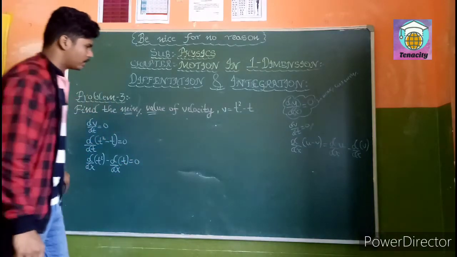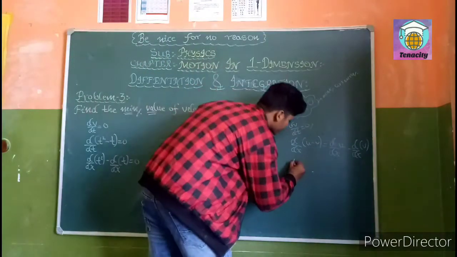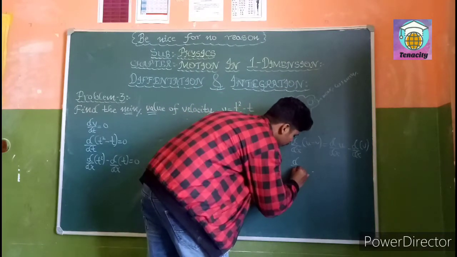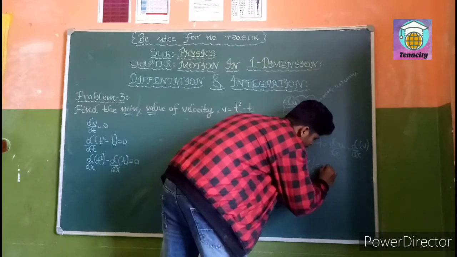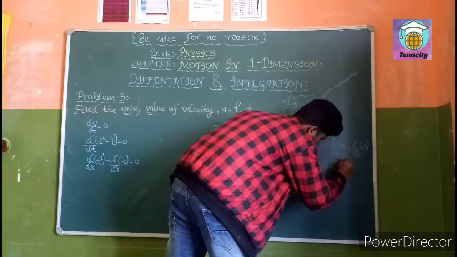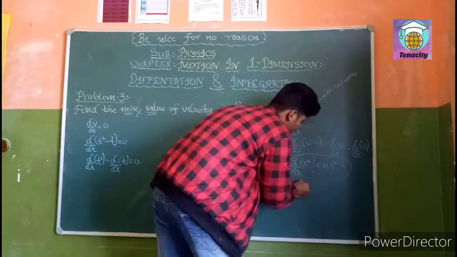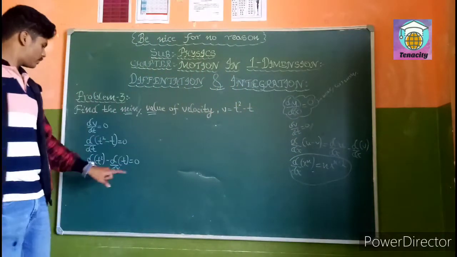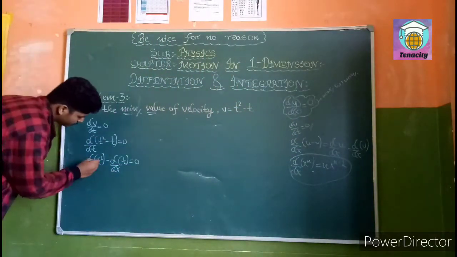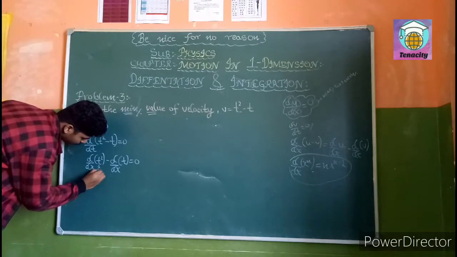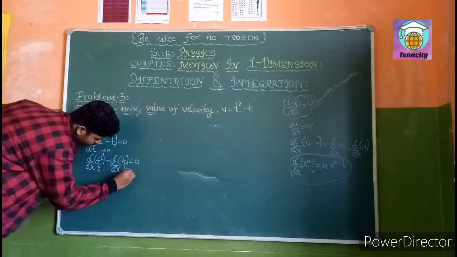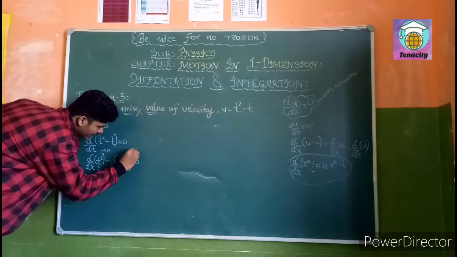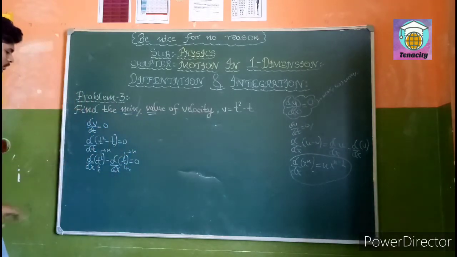How is it looking? I have given you the formula: d by dx of x power n is equal to n x power n minus 1. So based on this formula we will solve this. So it is 2 t power 2 minus 1, and t power 1 minus 1.